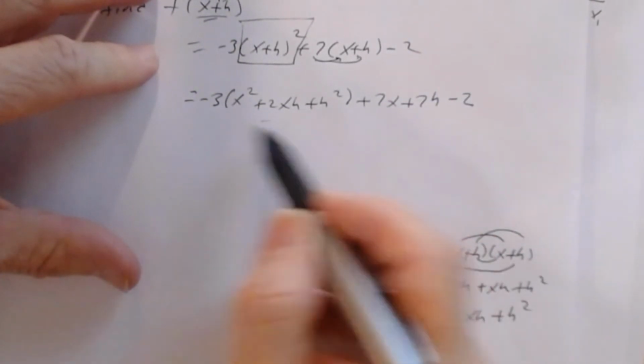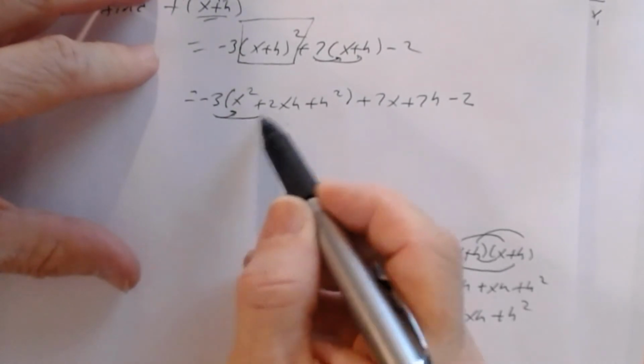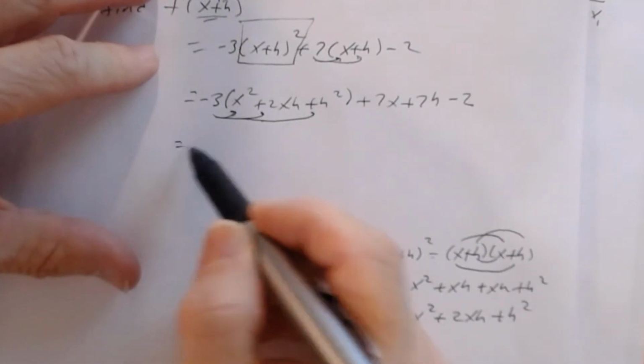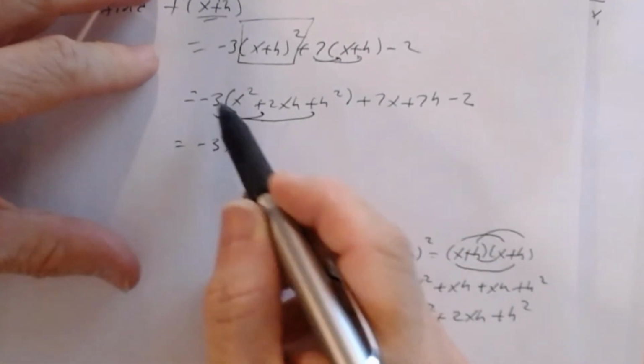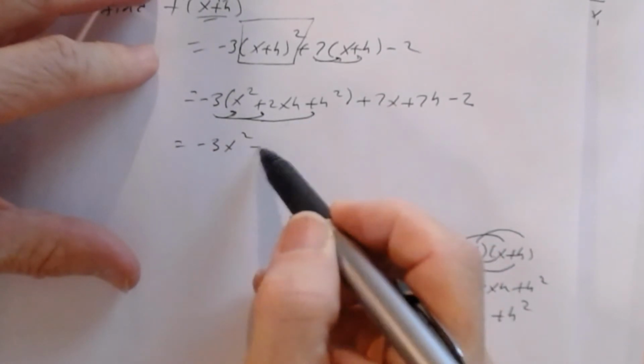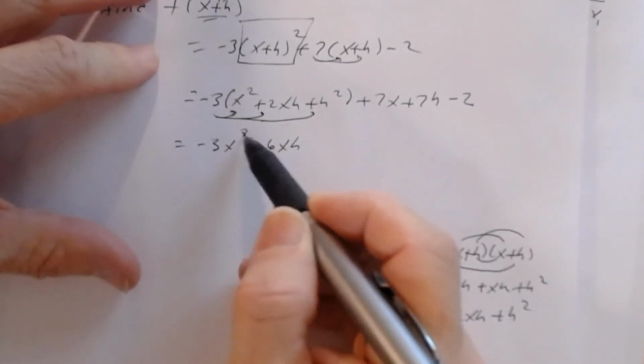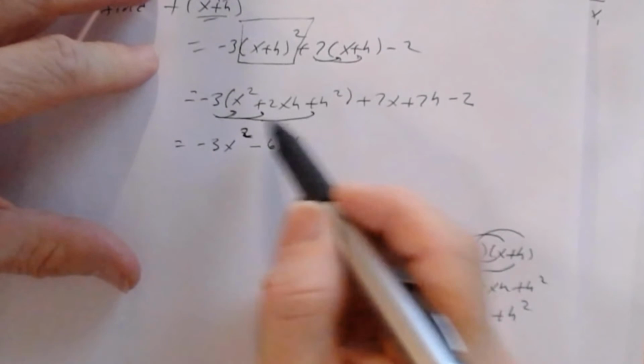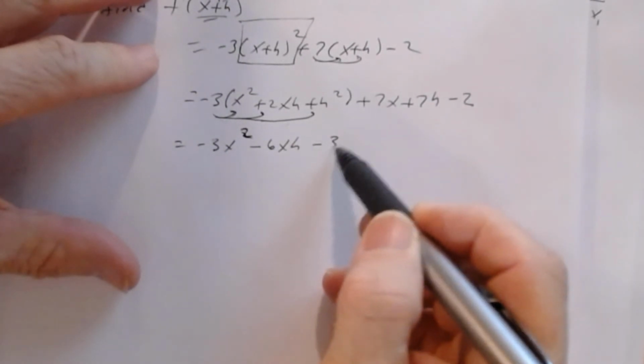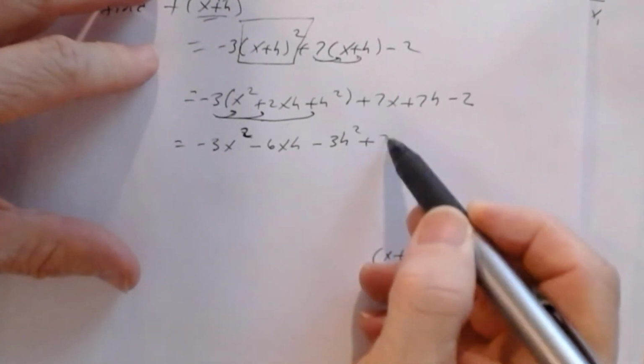And I'm going to come back and distribute the negative 3 now. And so I get negative 3x squared. And a negative 3 times 2xh is a negative 6xh. And then negative 3 times h squared is a negative 3h squared. And then write everything else over.